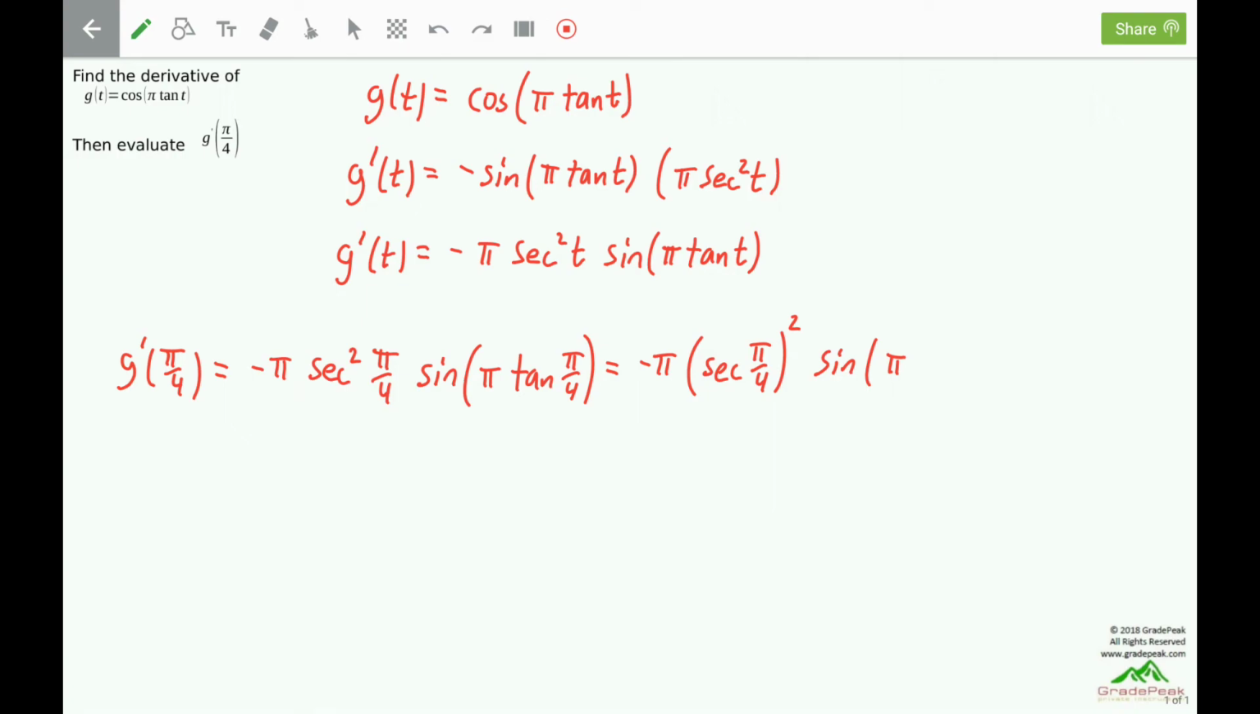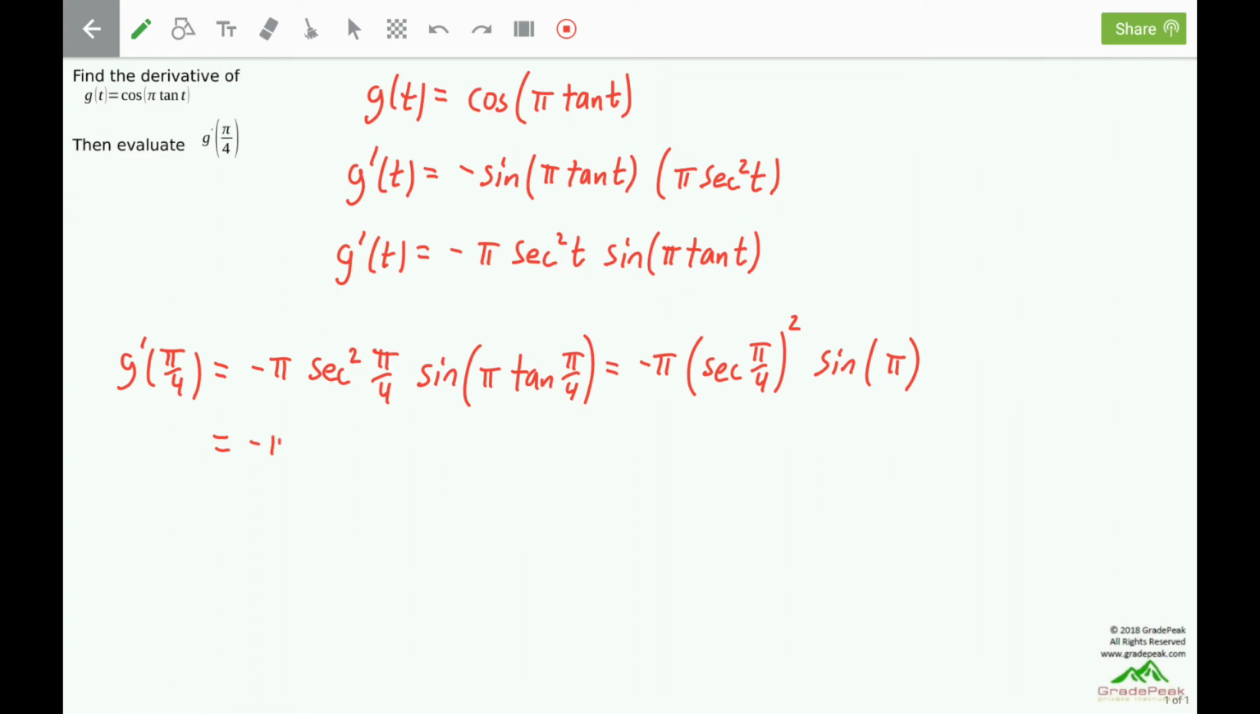Now the tangent of pi over 4 is the sine of pi over 4, root 2 over 2, over the cosine of pi over 4, also root 2 over 2. The root 2 over 2's can cancel, then the tangent of pi over 4 is a 1. So this will be pi times 1, or just pi.